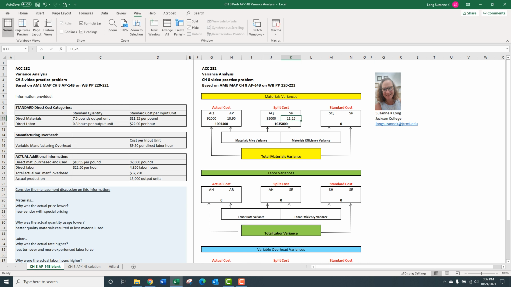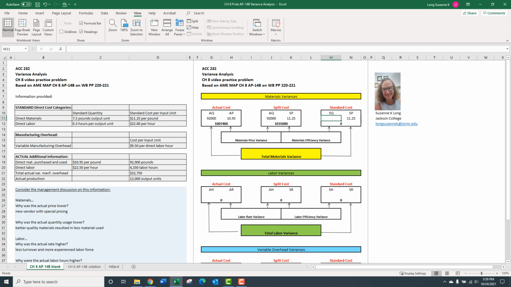Oh, notice that. Our plan was to spend $11.25 per pound, but we only had to spend $10.95 per pound. Now that might not seem like a big difference, but look at all these pounds. I mean, that's going to add up, right? So, yeah, why is that? Why did we spend less than we thought we were going to spend? All right, standard price, $11.25.